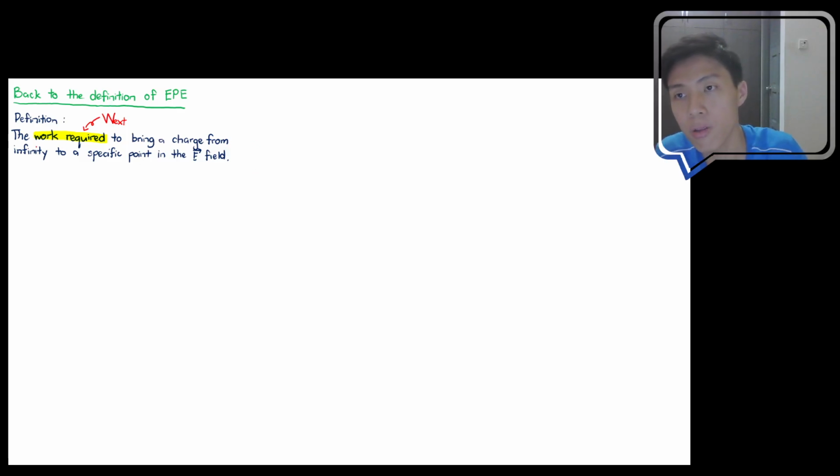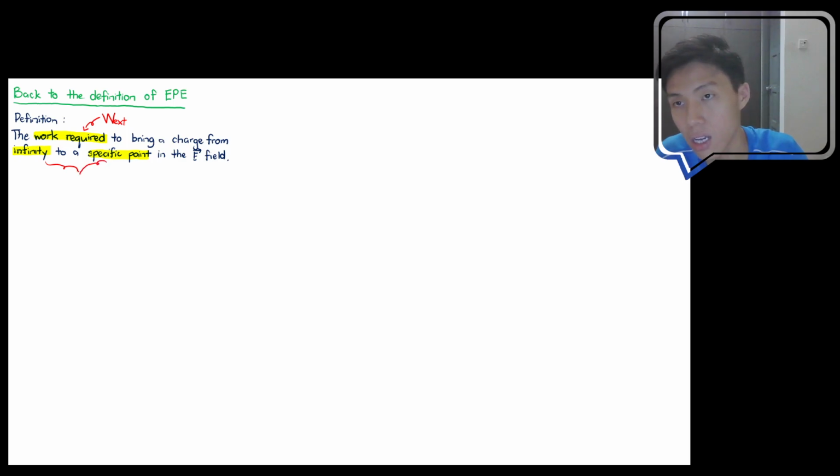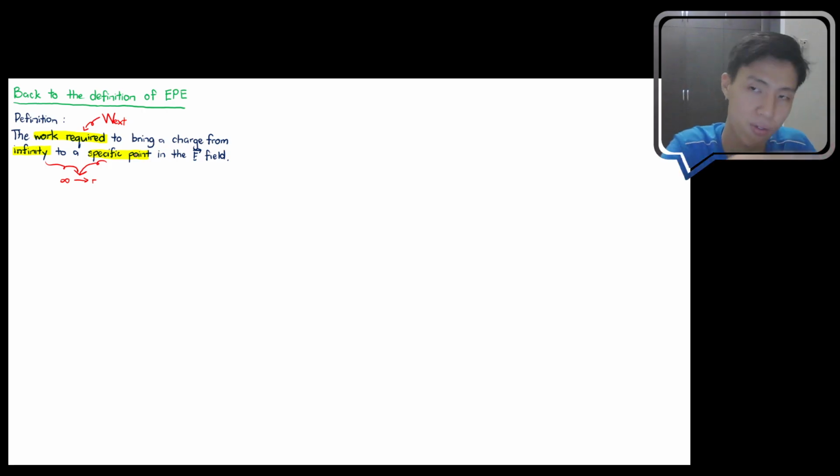Now we are going to bring a charge from infinity to a specific point. Initially it is at infinity, then afterwards it is going to move towards a point which is at a certain distance of r. I'm just going to call it r. So you move from infinity to a distance of r in the system.